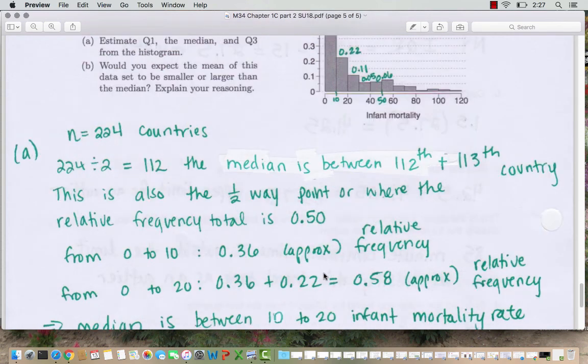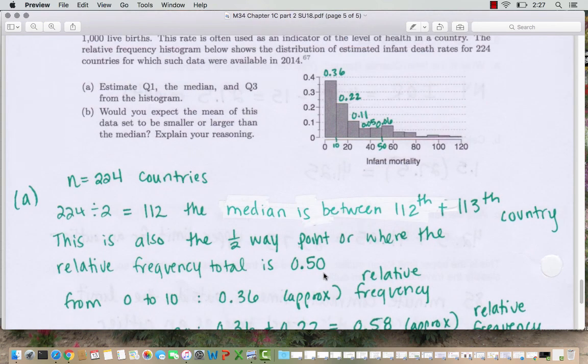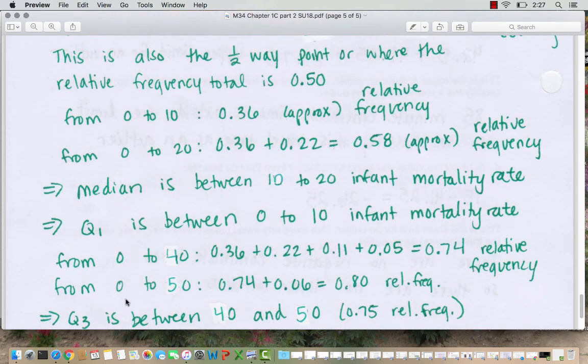Now we want to identify the quartiles. So the first quartile is a quarter of the way through the data. Well, the first bar holds 0.36 or 36% of the data, so we can say with confidence that quartile 1 is between 0 to 10 infant mortality rate. So now we've got to try to figure out where is 3/4 of the way through.